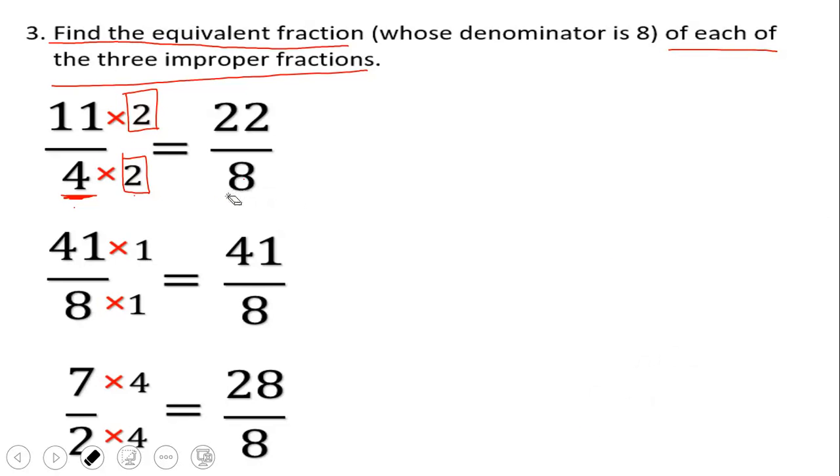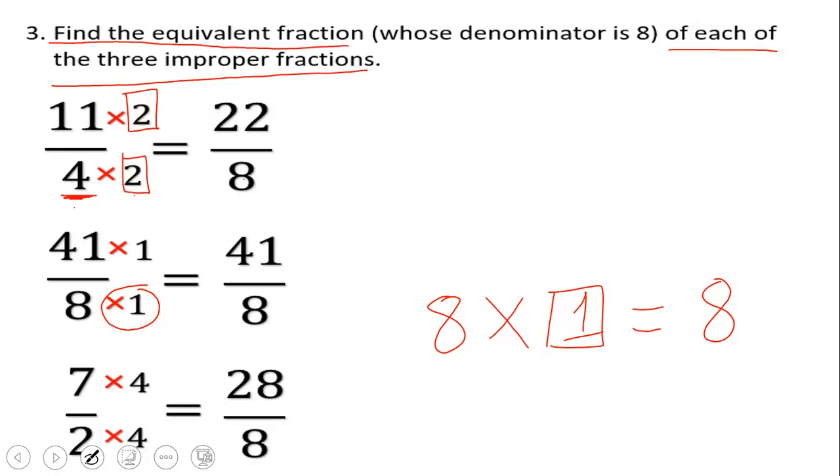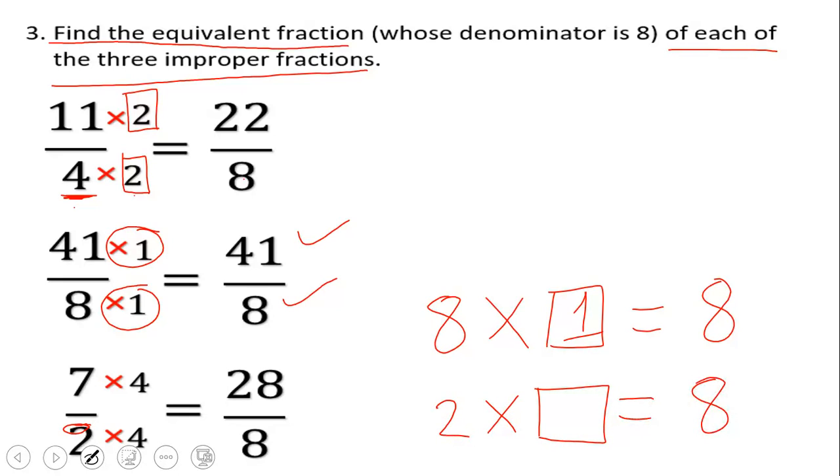And then we go on to the next improper fraction and we say, what number do I need to multiply by 8 to give me 8? And the answer is 1. So we multiply 8 by 1, and we multiply 41 by 1. 41 times 1 is indeed 41, and 8 times 1 is indeed 8. Then we go to the third improper fraction, and we ask ourselves, what number, when I multiply it by 2, is going to give me 8? And the answer is 4. So we multiply top and bottom by 4. 2 times 4 is 8, and 7 times 4 is 28. So 22 over 8, 41 over 8, and 28 over 8 is what we got.